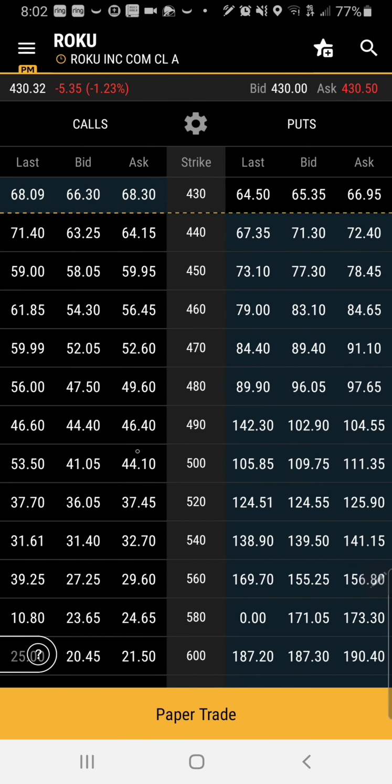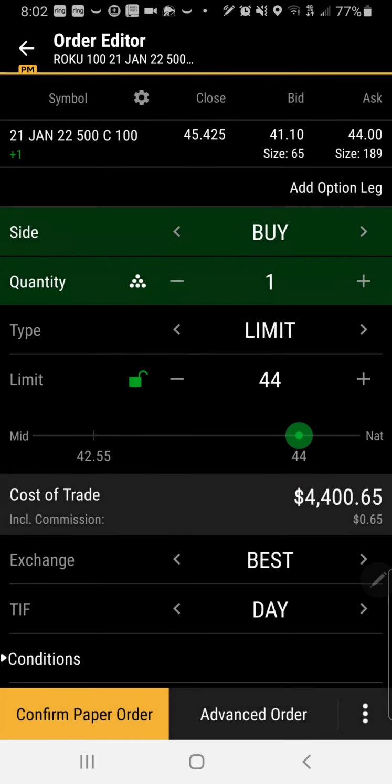If we wanted to buy a contract, then let's go to what the sellers are asking for it. That's the column that you pick, the ask. And then we'll put paper trade to spread. Remember, each options contract is worth 100 shares. You do 44 times 100, and that's where you get the $4,400 from, and it's a 65-cent charge for the commission. Go to confirm paper order.